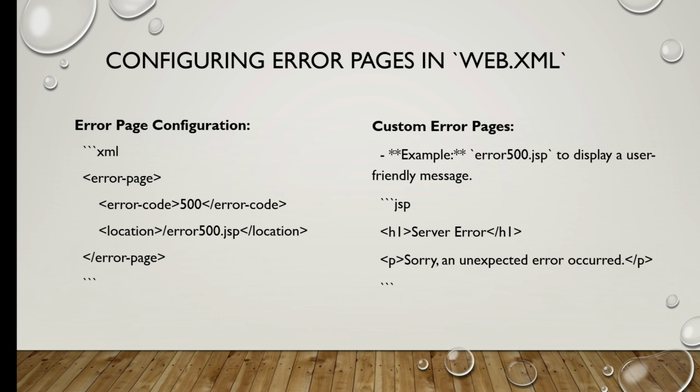Configuring error pages in web.xml. Error page configuration. This XML snippet in web.xml configures the application to show a custom error page, error500.jsp, when a server error, HTTP 500, occurs. This configuration is part of the deployment descriptor that allows you to define how different HTTP error codes should be handled.